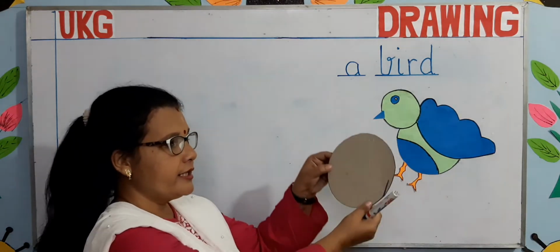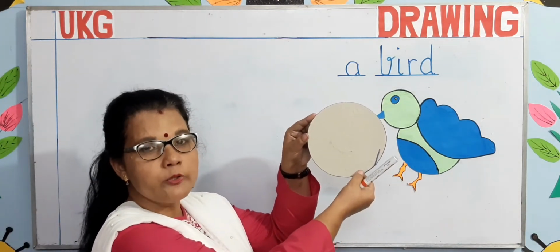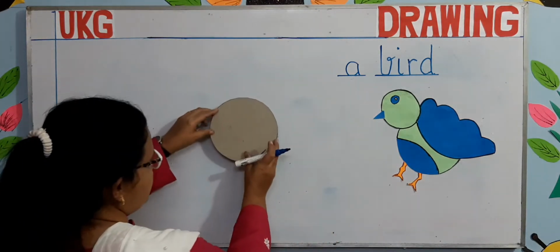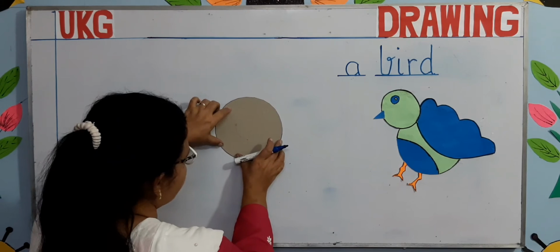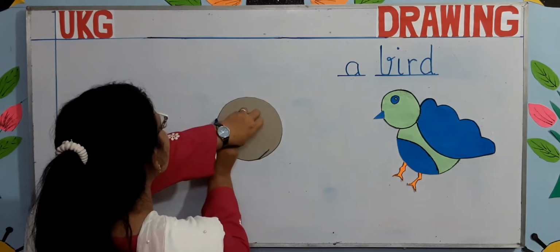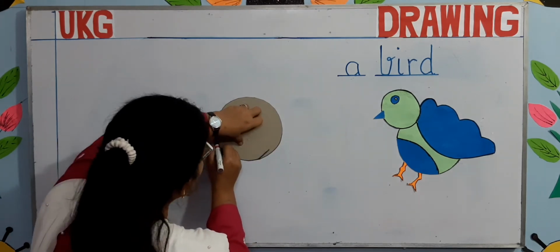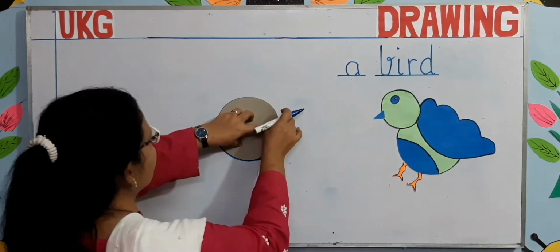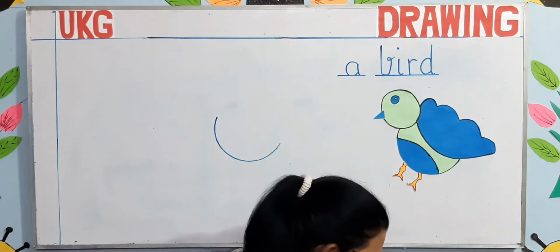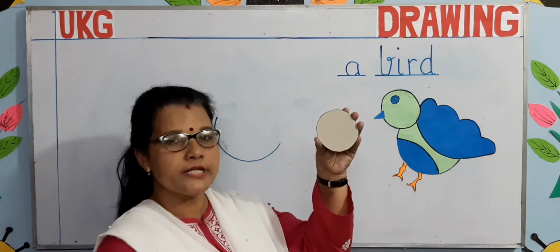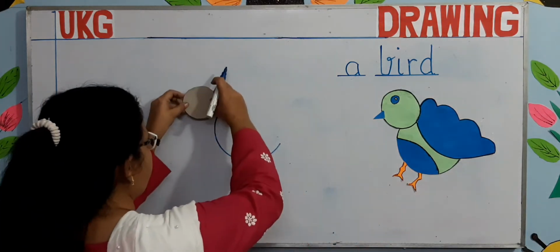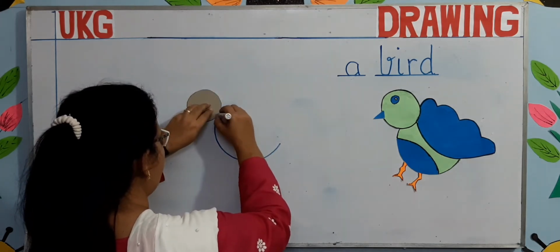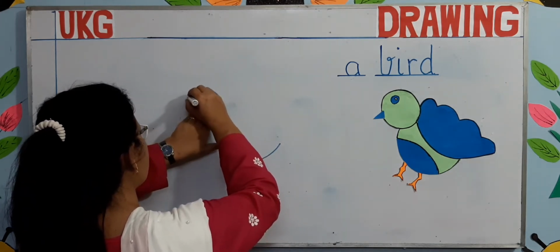You need to take any object in a circular shape to draw its body. Place the object on your paper and trace out a semicircle. You need to take another smaller object to trace out its face. Place the object on your paper and trace out its face.